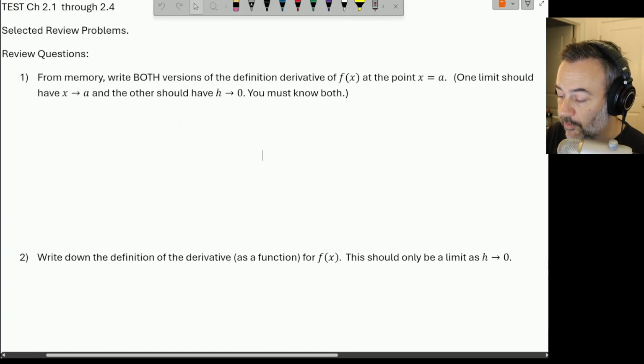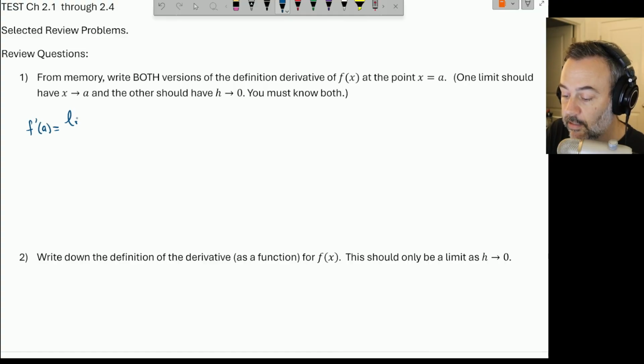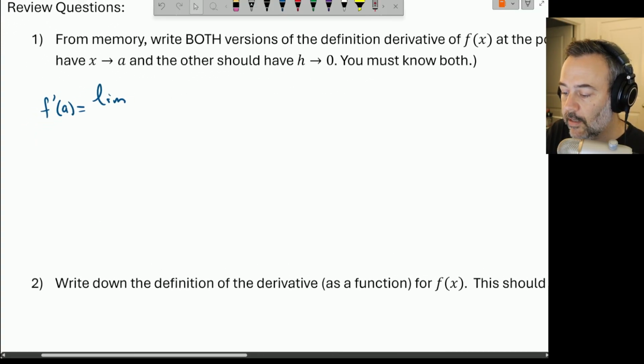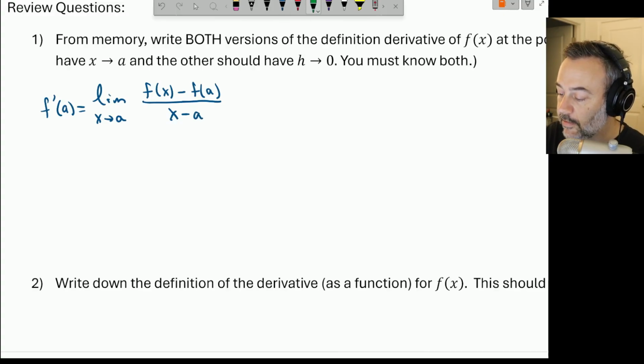Okay, so from memory, write both versions of the definition of the derivative of f of x at the point x equals a. One limit should have x approaching a, and the other limit should have h approaching 0. All right, so we just have to have this memorized. F prime at a is the limit as, I'll do the x going to a first, the limit as x goes to a of f of x minus f of a all over x minus a.